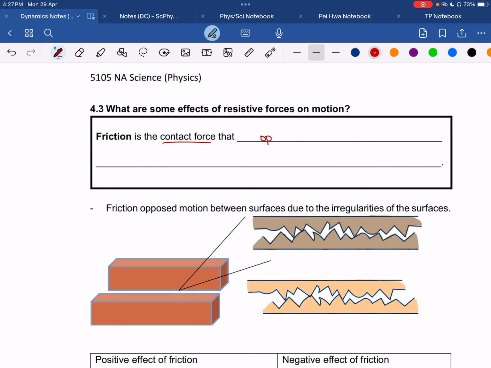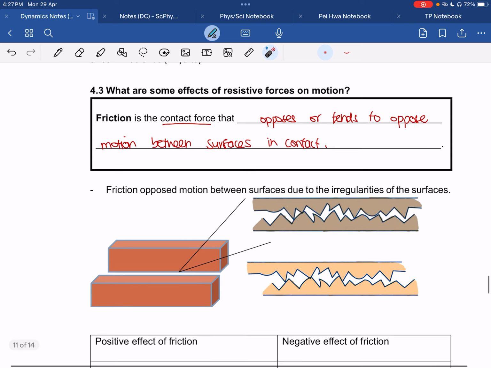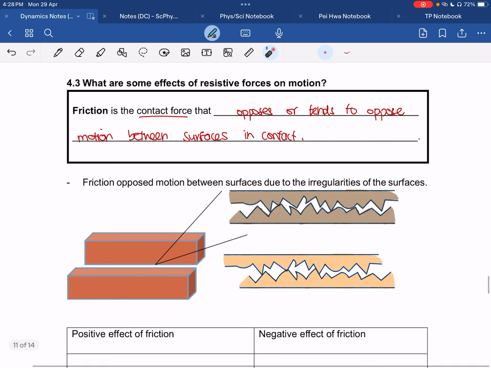that opposes or tends to oppose motion between surfaces in contact. Now this means that if there are no contacts between two objects, there won't be any friction. And why is there friction? Let's say when you rub two objects together.